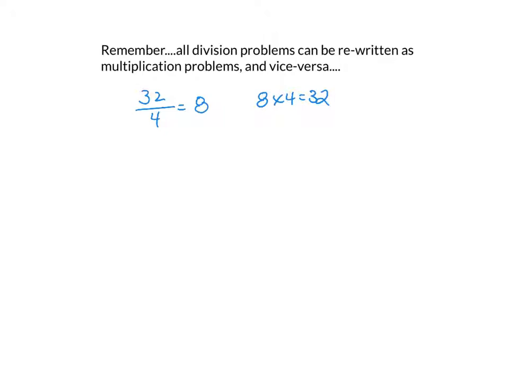Or if I had something like 7 times 5 is equal to 35, well, if I want to, I could change that to a division problem. It would be 35 divided by 5 is equal to 7. Or I could say 35 divided by 7 is equal to 5. So you can rewrite it. All division problems and multiplication problems can be rewritten using the same numbers.